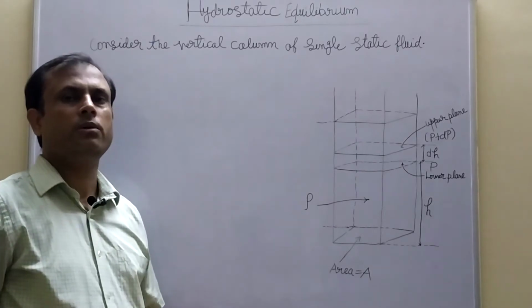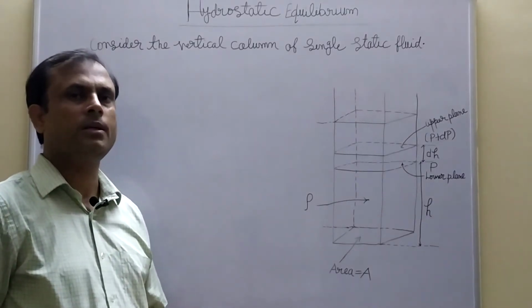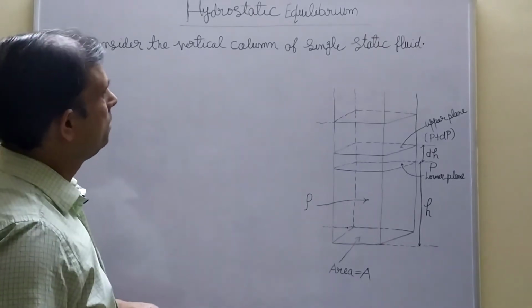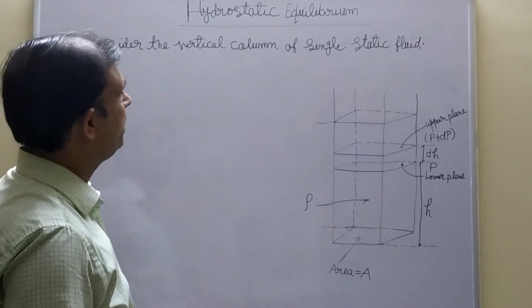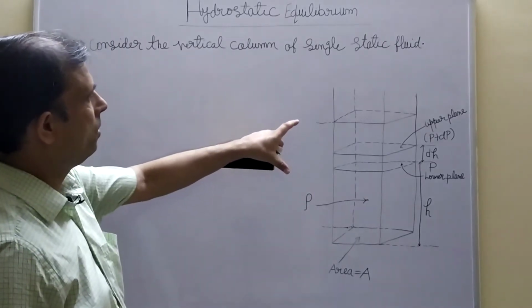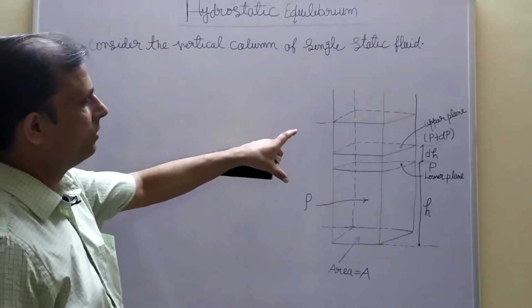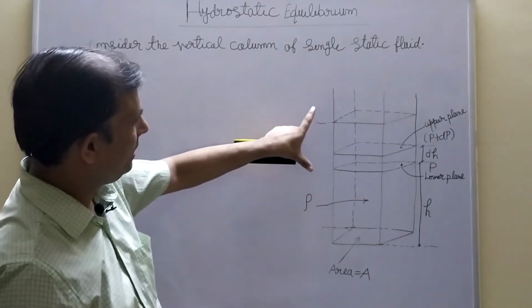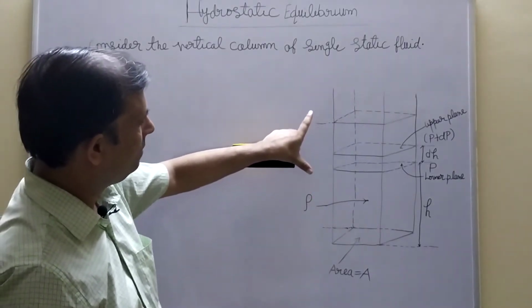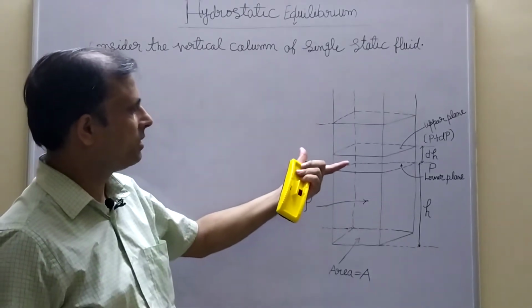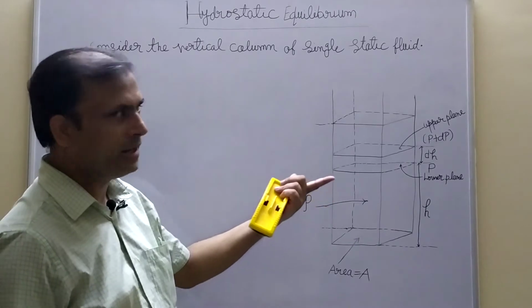So today we are going to discuss hydrostatic equilibrium. In hydrostatic equilibrium we are considering a vertical column of a single static fluid. This column is divided into some surfaces or planes.